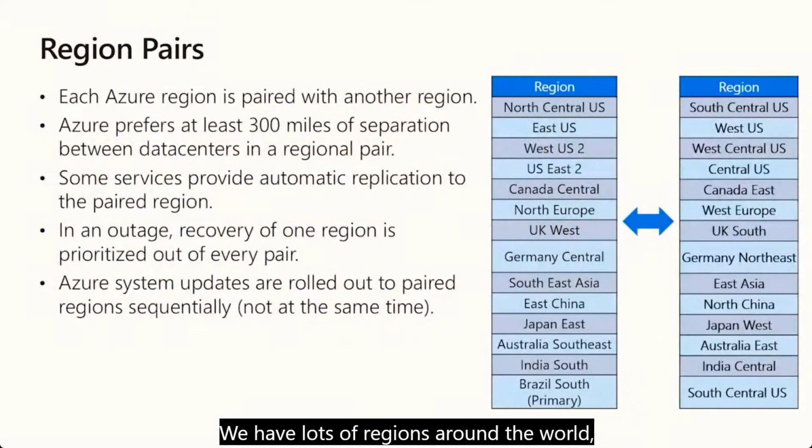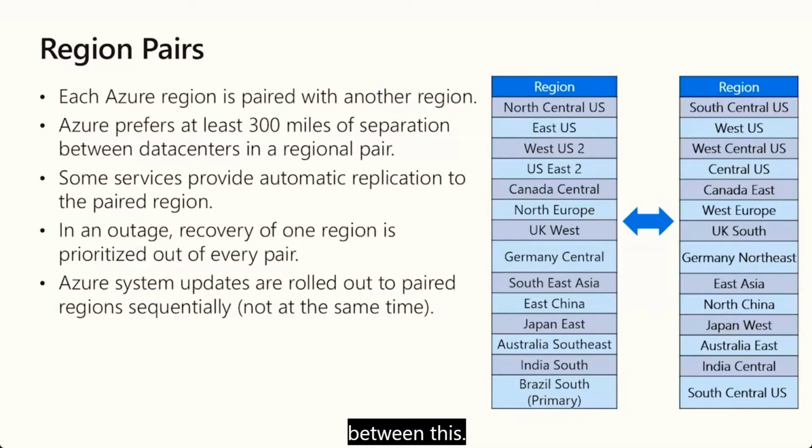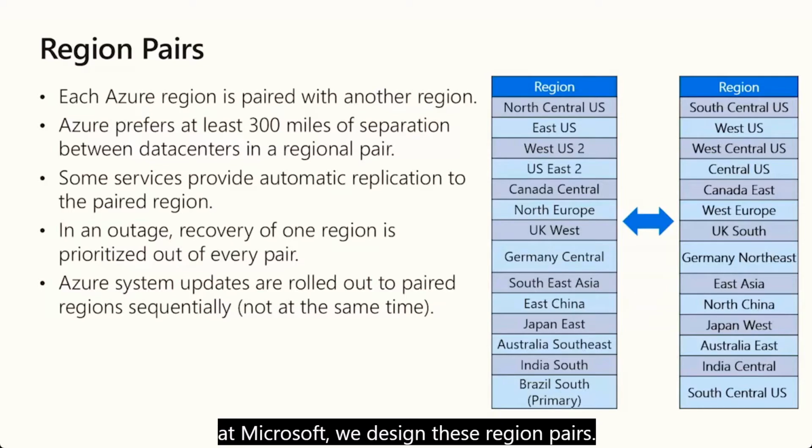We have lots of regions around the world, but you see some of those common pairs. The general rule of thumb is every region pair has to be at least 300 miles apart from each other. So we're talking about huge physical separation between this. This is done by design. You don't pick the region pairs. Once again, just like our geographies, at Microsoft, we design these region pairs.